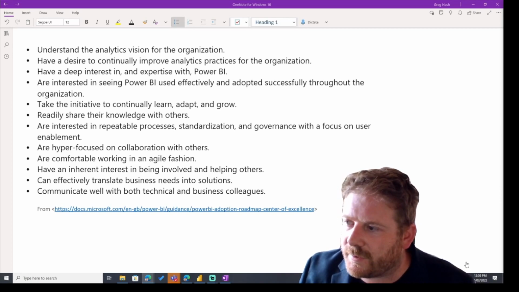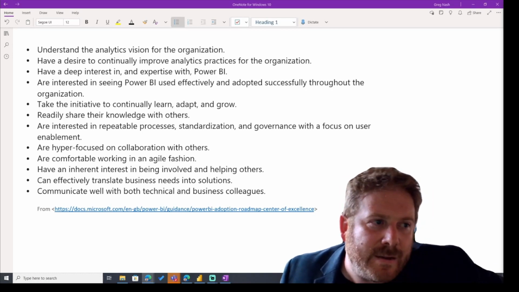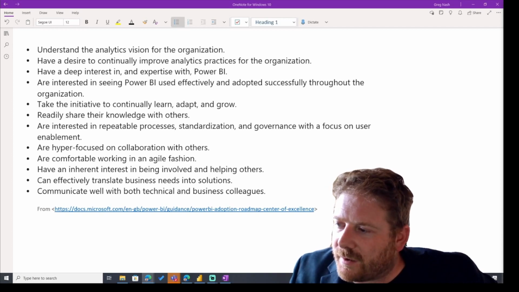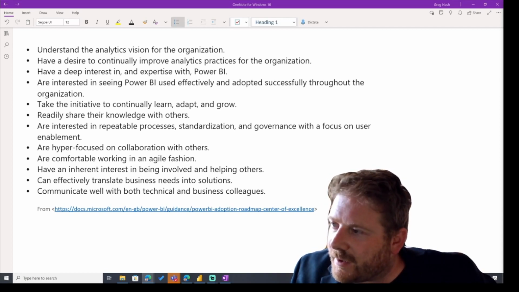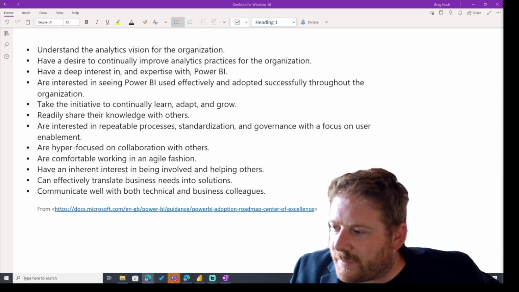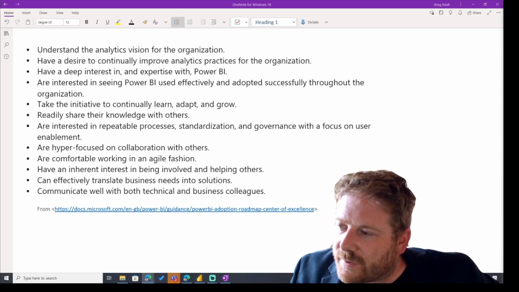Now, I'm looking at the content for the Center of Excellence. There's quite a lot of it, so I'm going to skip some because we're running a little out of time. So what did we just do? We did the staffing, so different roles and responsibilities.